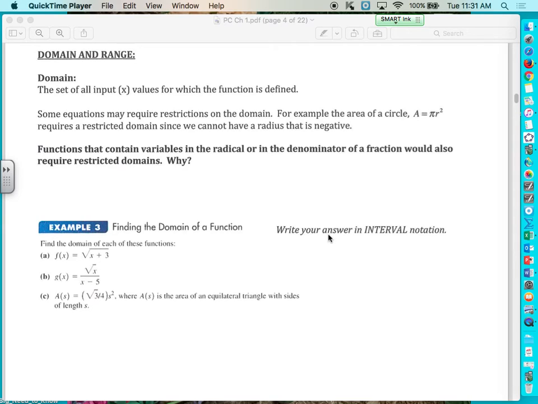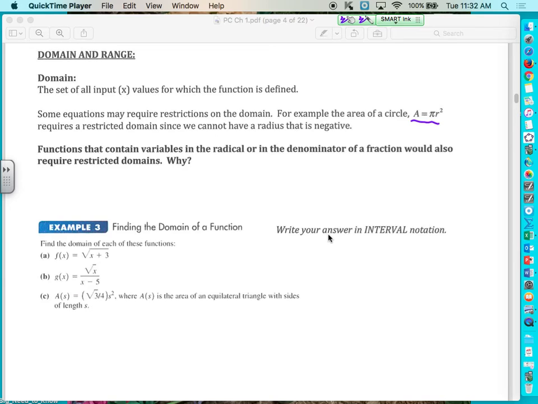So domain and range. Domain we just talked about is all the input values, or the x values typically, for the function, where the function's defined. Some functions may have restrictions on the domain. So this example here is area of a circle. The radius can't be 0 or a negative value, or you don't have a circle there.